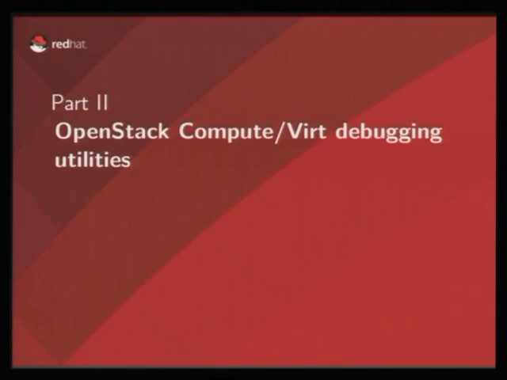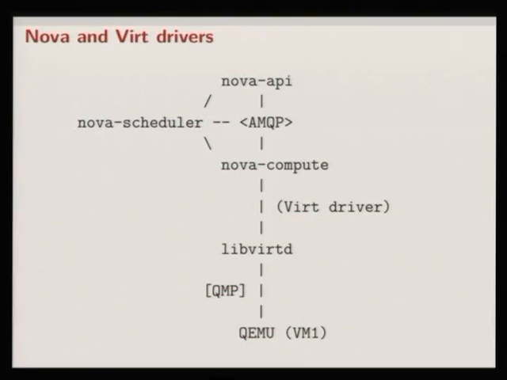Okay, let's see a couple of quick things that are available in Nova utilities for debugging. As I've mentioned a few minutes ago, when you request Nova to create an instance, it gets a call, it calls the API, and then the scheduler tries to place the instance among any number of compute nodes, and then the Nova compute process interacts with the libvirt virtualization driver, and that interacts with QEMU via the QMP protocol.